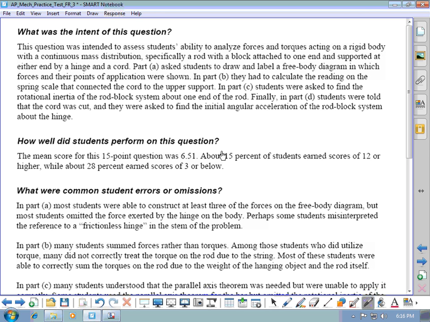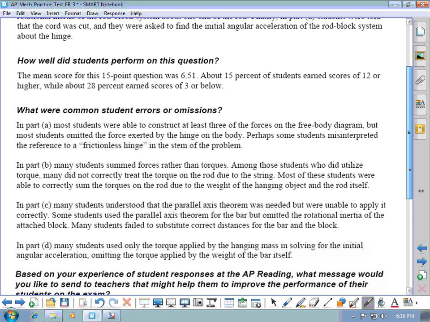15% of students earn scores of 12 or higher, and about 28% of students earn scores of 3 or below, which I would actually say is a very large percentage for this problem. It should not have been that difficult. There are 3 points right there for drawing the forces, and you should have been able to get more than that. What were common student errors or omissions?